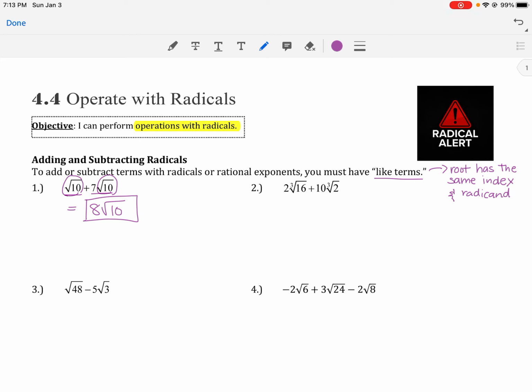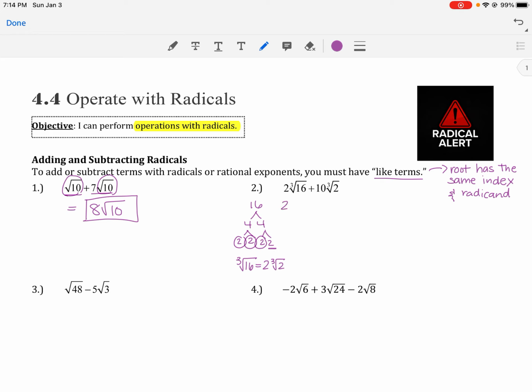Okay, this next one, you've got 2 cube roots of 16 and then 10 cube roots of 2. While they're both cube roots, they have the same index, they don't have the same radicand, the number inside. But if I simplify this, think about 16, right? 16 breaks down to 4 and 4, and then 2 and 2. And we're looking for a group of 3, because it's a cube root, so we can pull 1, 3 out, and we've got a 2 left over. So the cube root of 16 is equal to 2 cube roots of 2.